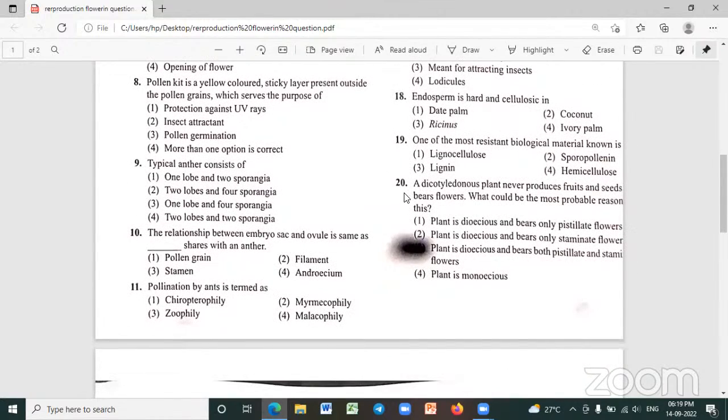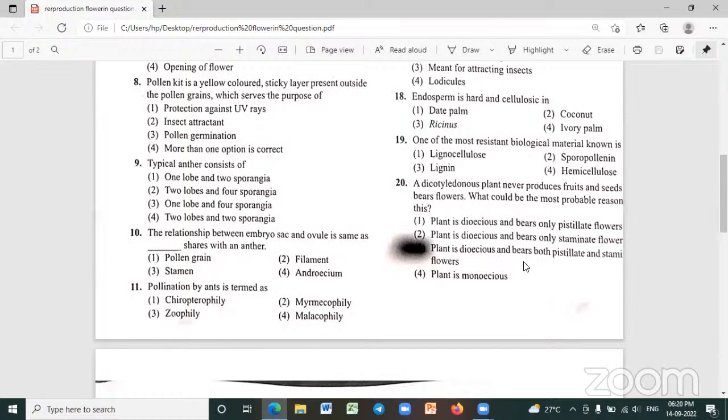And the 20th one. Dicotyledonous plants never produce fruits and seeds, but bear flowers. What could be the most probable reason for this? Plant is dioecious and bears only pistil flowers? It does not come here. The plant is dioecious and bears only staminate flowers; that is the correct one.